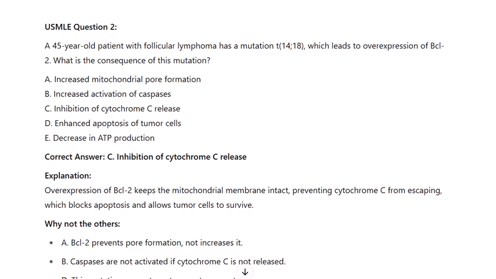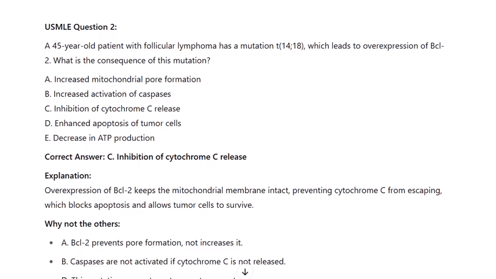Explanation. Overexpression of BCL2 keeps the mitochondrial membrane intact, preventing cytochrome C from escaping, which blocks apoptosis and allows tumor cells to survive. Why not the others? A. BCL2 prevents pore formation, not increases it.